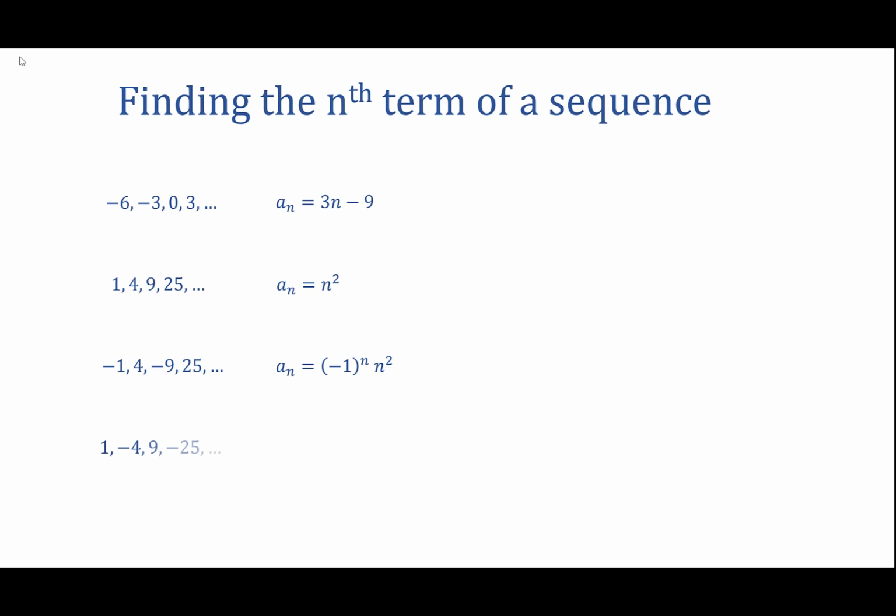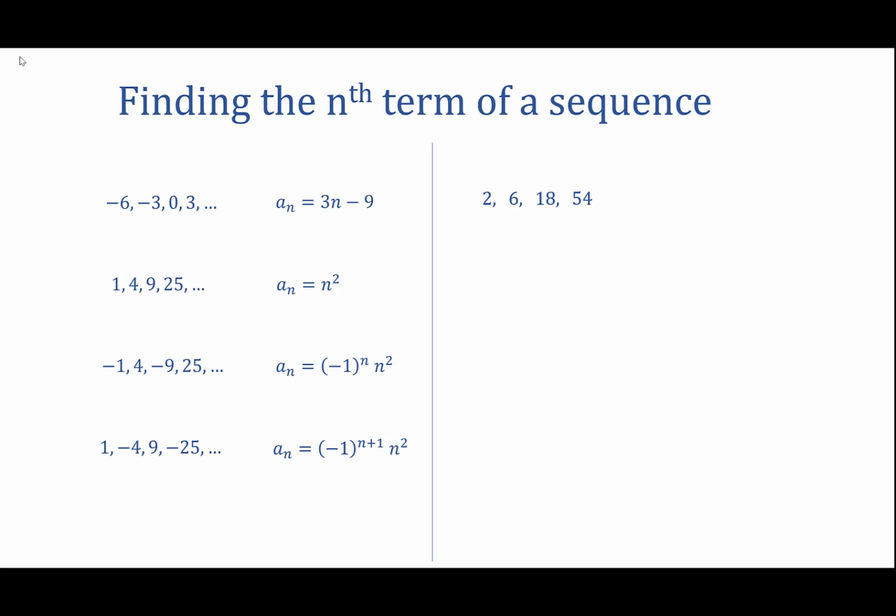But what if the first term was positive and the second term was negative? Then we could raise negative 1 to the power of n plus 1. So if n is 1, the exponent is actually going to be an even value, so the first term will end up being a positive number. You could have said n minus 1 instead of n plus 1. It would give you the same result.